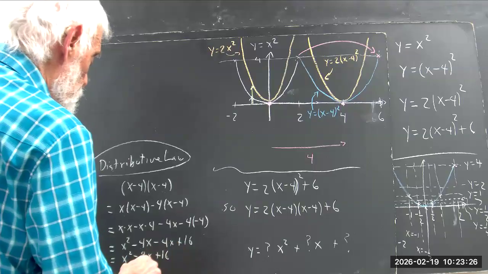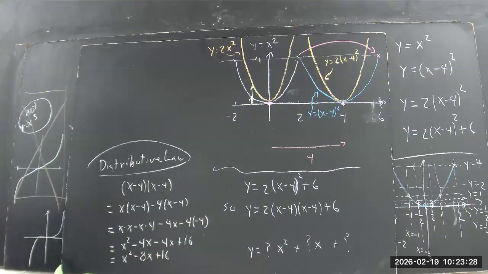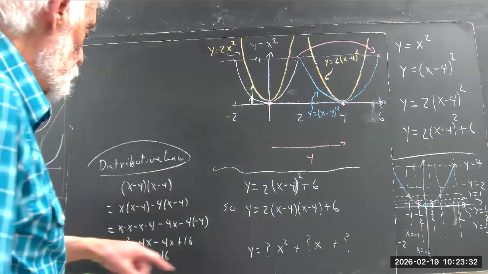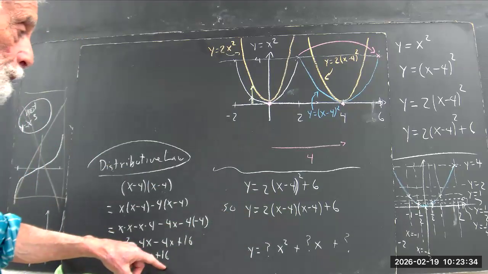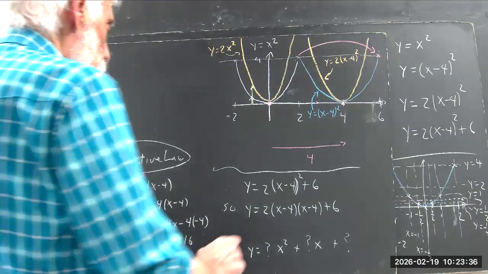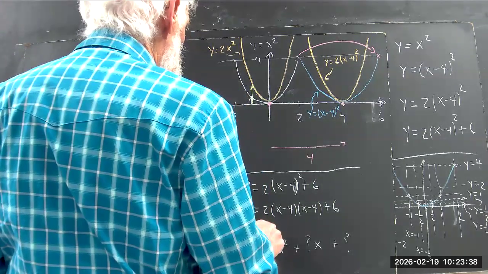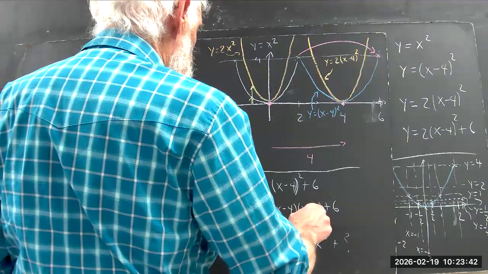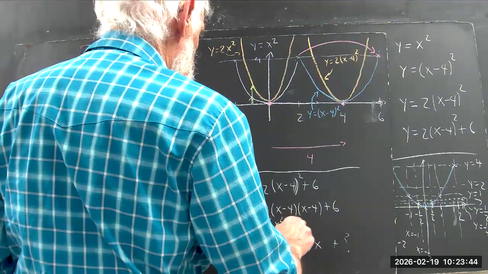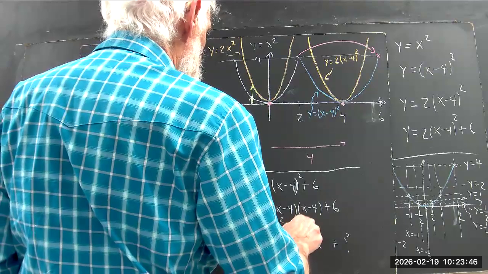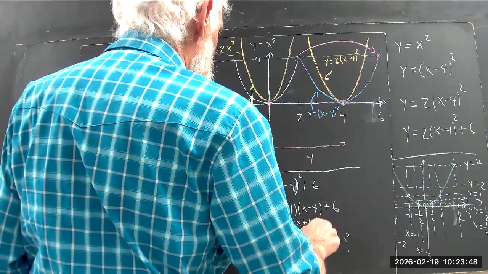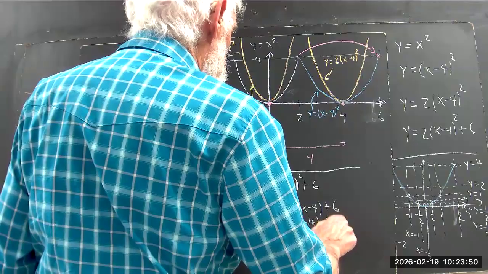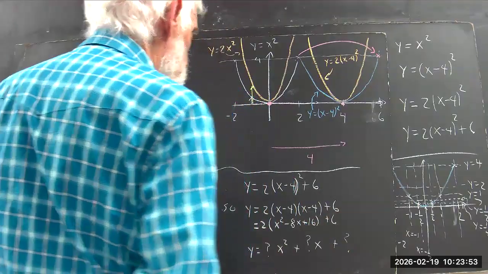The minus 4x and minus 4x go together to give us minus 8x. So x minus 4 times x minus 4 is x squared minus 8x plus 16. Now I'm going to write that here. We have the x minus 4 times x minus 4 gives x squared minus 8x plus 16. And then we still have our plus 6.